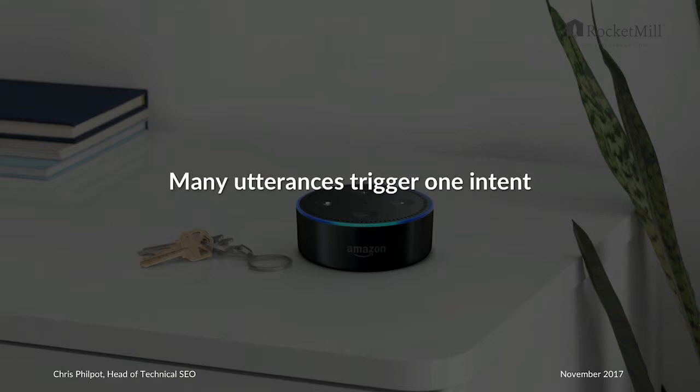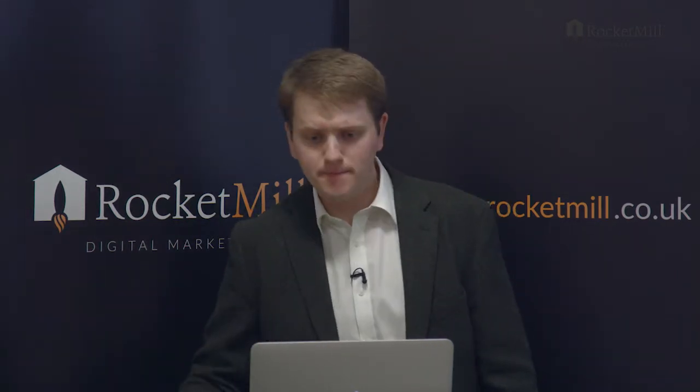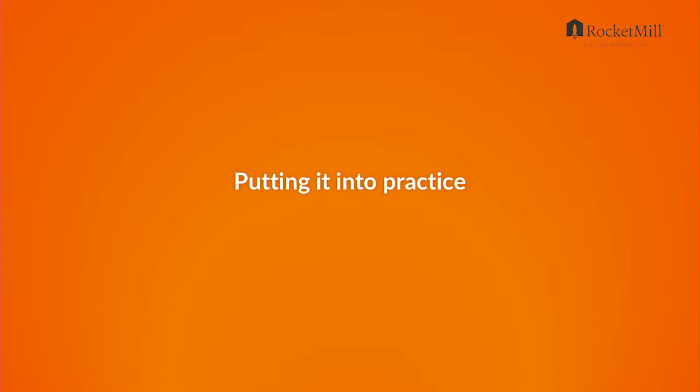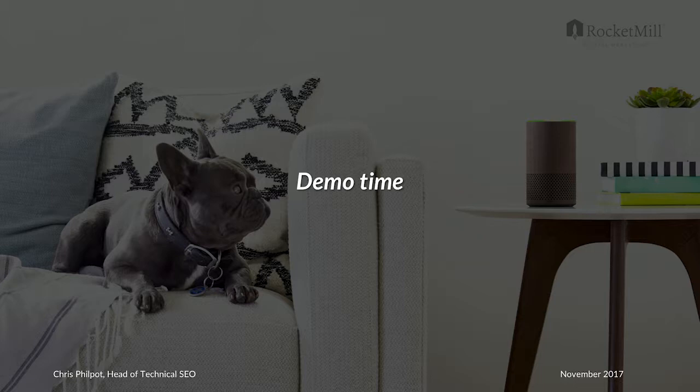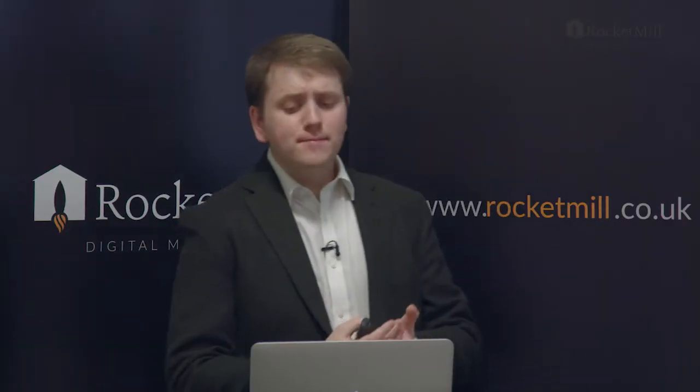And importantly, many utterances can trigger one intent. In a nutshell, there's more than one way to say the same thing, and your skill needs to be able to handle that. So, enough theory. Let's put this into practice with a simple Alexa skill. I'm sure nothing can go wrong, but as the old saying goes, never work with animals, children, or smart home products. I've built a simple dictionary of digital marketing jargon, and the goal of this skill is that the user will be able to ask Alexa to define a digital marketing term, and that Alexa will respond with a straightforward definition. Okay, so let's give this a go.